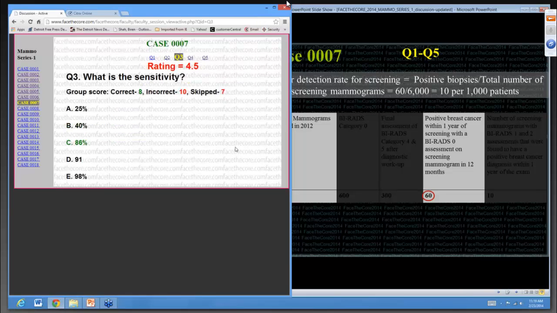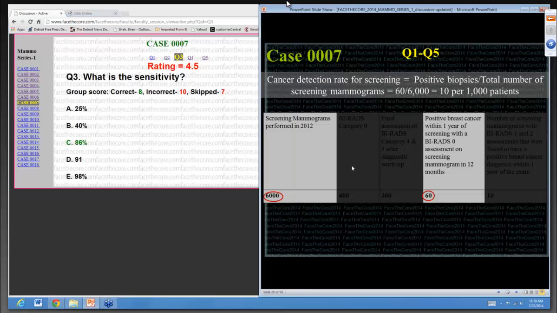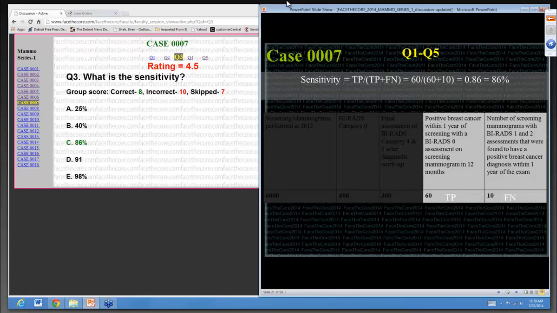What is the sensitivity? So it's asking, what is the sensitivity? And sensitivity is the probability of detecting a cancer when a cancer exists, when the number of cancers diagnosed after being identified at mammography in a population within 1 year of the imaging examination divided by all the cancers present in that population at the same time period. So it's the true positives over the true positives plus false negatives. And so the true positives were 60 and the false negatives were 10, and so that's the calculation. May have had to pull out a calculator for that.